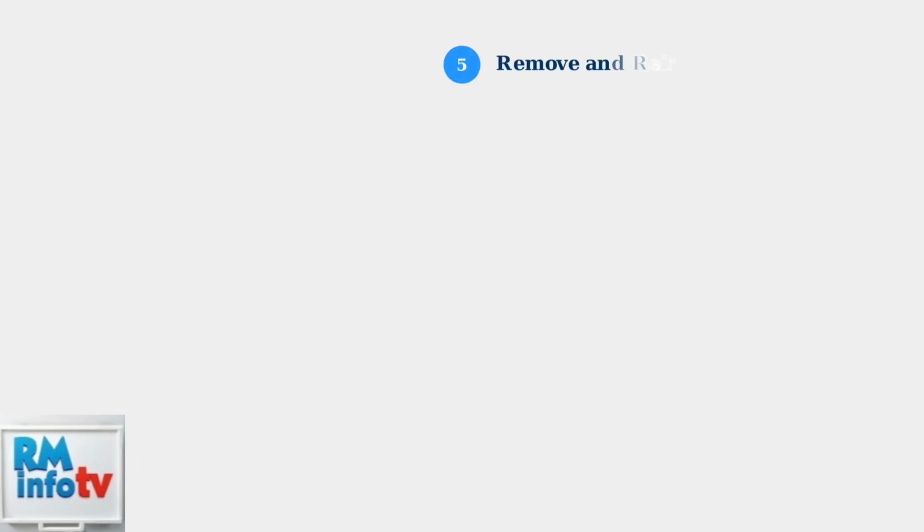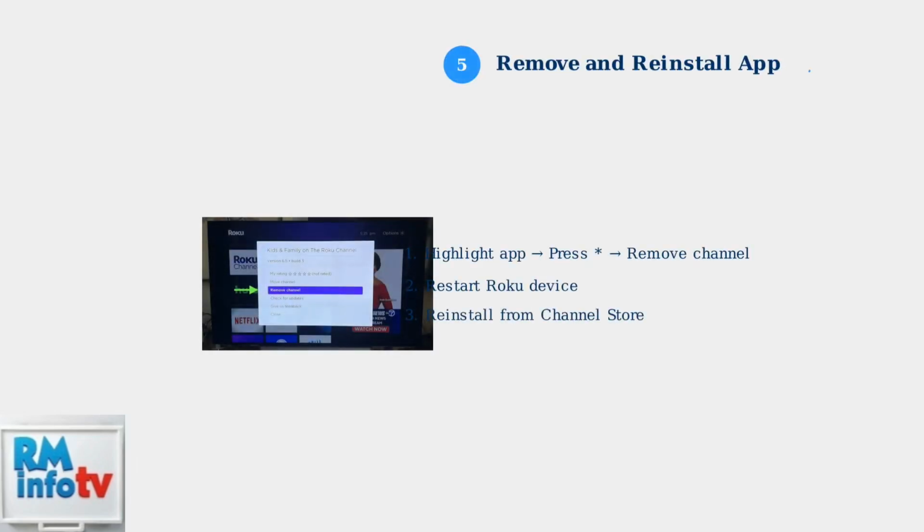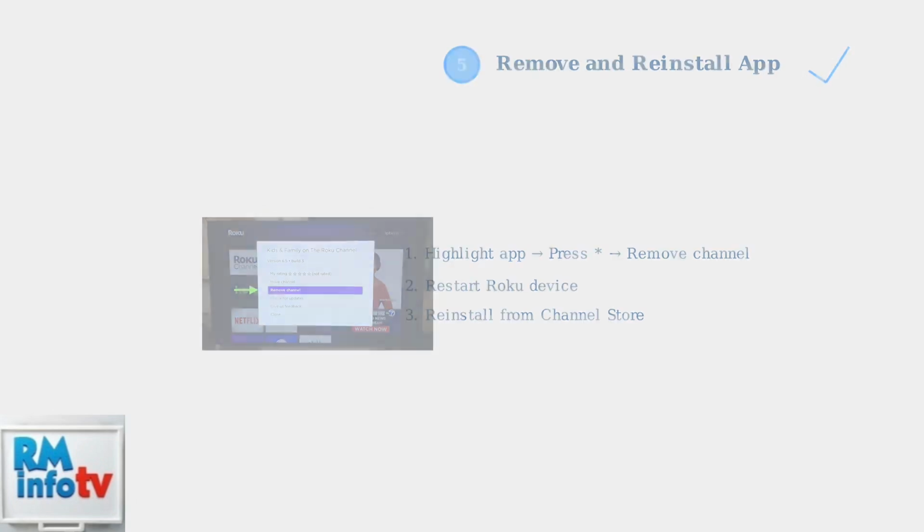Step 5. If previous steps don't work, remove and reinstall the Spectrum channel. Highlight the app, press the star button, select Remove Channel, restart your Roku, then reinstall from the channel store.